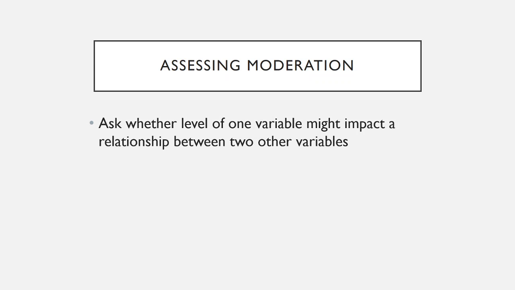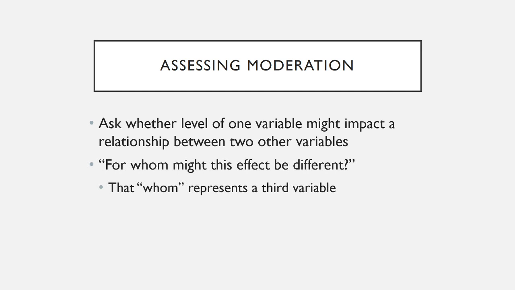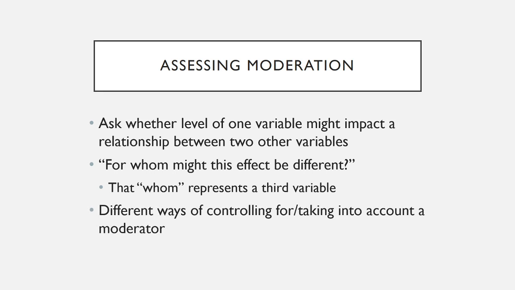So, to wrap up, if you want to assess moderation, this will be a process of asking whether levels of a third variable might impact the relationship between two other variables. So this is why it's a for whom question. The for whom, is there a relationship? That for whom represents your third variable. So again, something like gender. If you think gender moderates a correlation, the idea is the gender variable is telling you for whom there's a correlation, or for whom there's different strengths of a correlation.